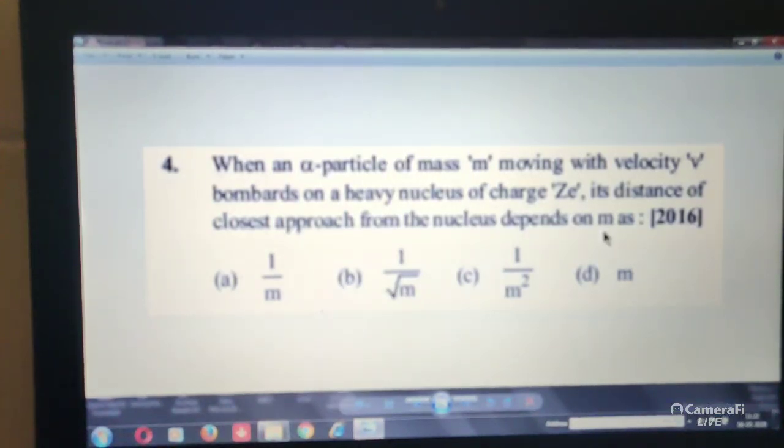This is a 2016 question, from the alpha scattering experiment. We know the concept of closest approach distance. If you know the concept, you can say the answer immediately. This question is purely about the relationship between the closest approach distance, r naught, and mass. So let us once recapitulate that theory.